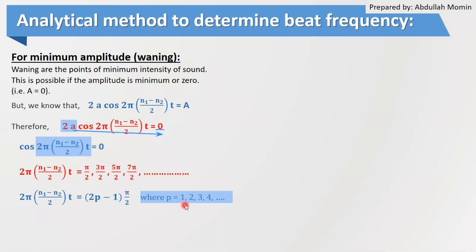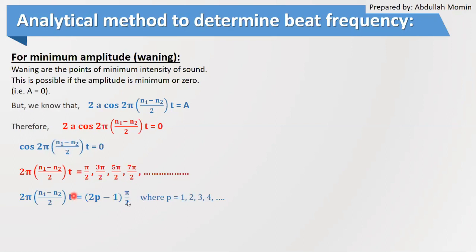So now we will put the value of p as 1. So 2 into 1 is 2, 2 minus 1 is 1, that is pi by 2. So we will get the first term. Then when you put the value of p as 2, 2 into 2 is 4, 4 minus 1 is 3, that is 3 pi by 2. That is the second term. When you put the value of p as 3, you will get 5 pi by 2. When you put the value of p as 4, you will get 7 pi by 2, and so on. So this is the general equation of this series.